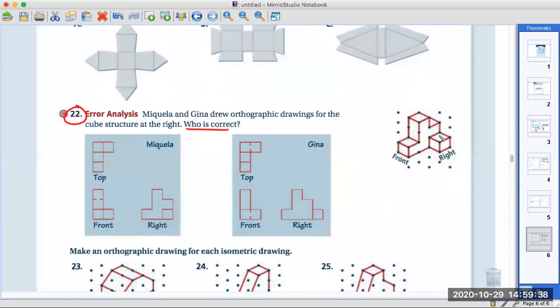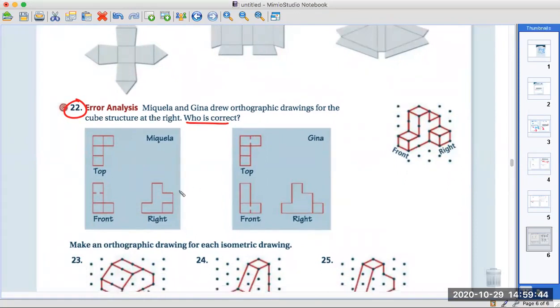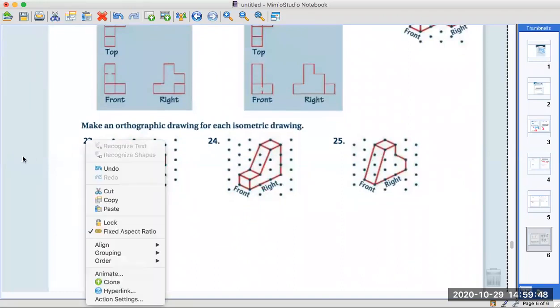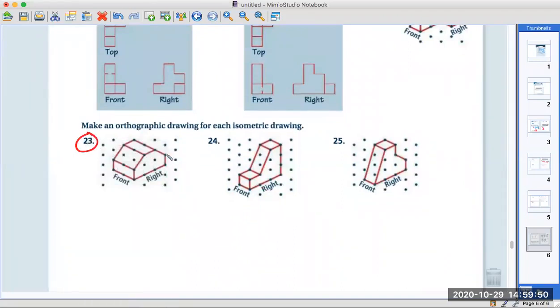They made an orthographic drawing of this shape over here. One of them is correct, one of them isn't. And then you're going to make an orthographic drawing of 23. Remember, it's top, front, right side view.